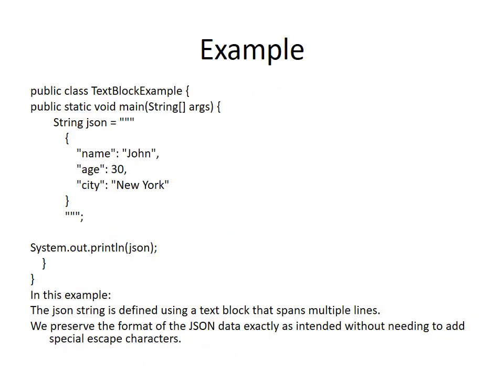And here comes the example for text block. Class name TextBlockExample. In the main, String json is equal to, within the text block, a JSON syntax, and then System.out.println(json). So the JSON string is defined using a text block that spans multiple lines. We preserve the format of the JSON data exactly as intended, without needing to add special escape characters.